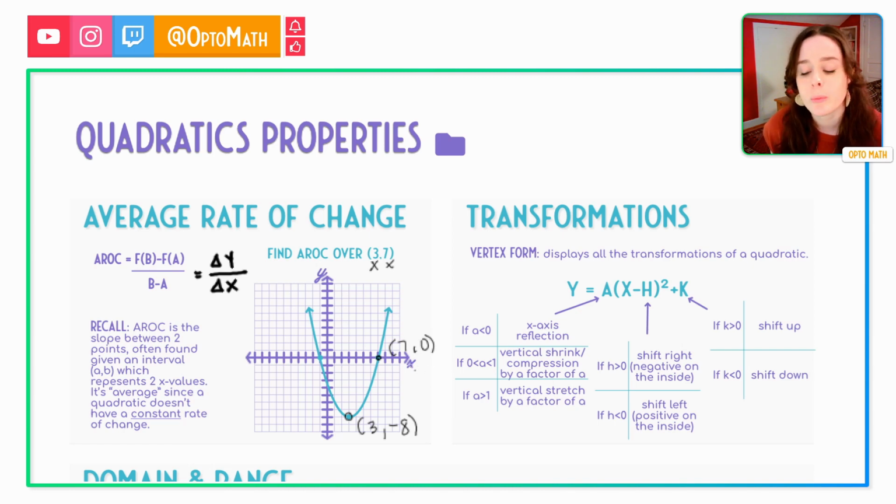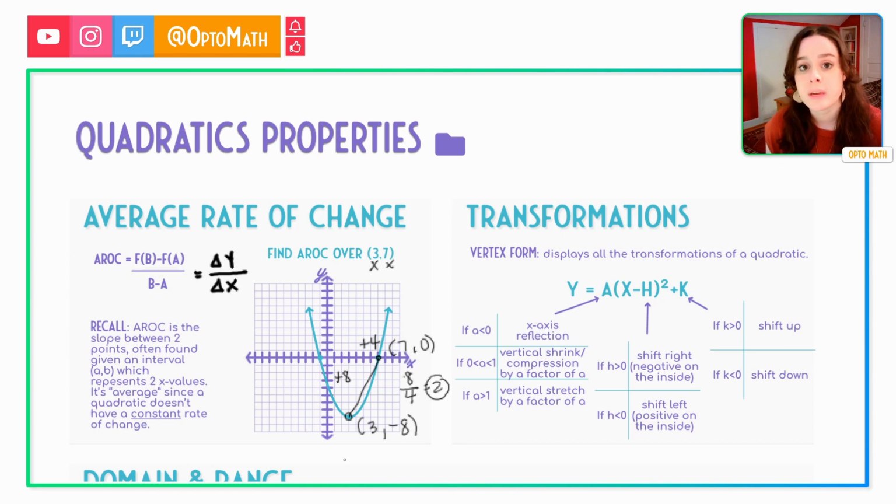So let's find the slope between these 2 points. And I'll draw that line just so we can visualize. It's the slope of that line. So if we go up 8 to get to our 0, and we go over 4 from 3 to 7, that's going to be 8 divided by 4, which is 2. So our slope is 2. So that's the average rate of change between 3 and 7.